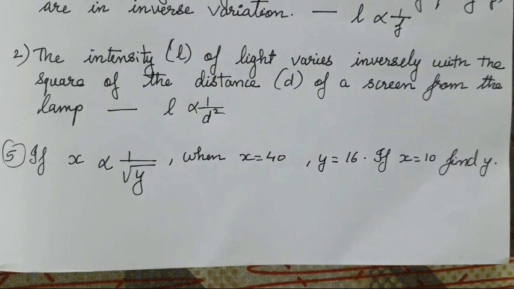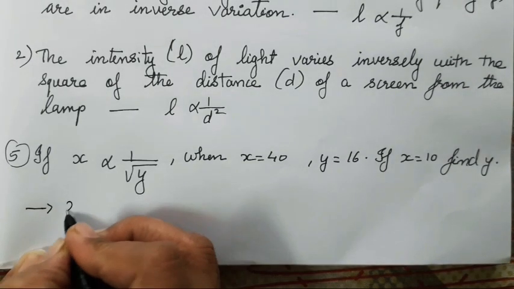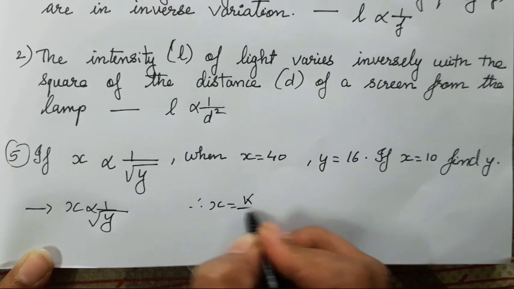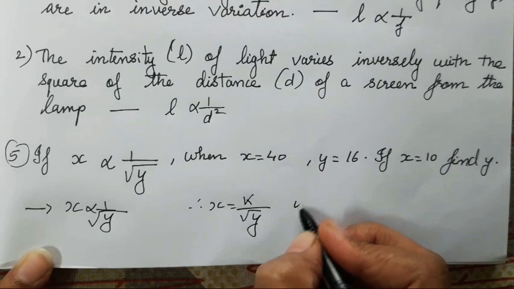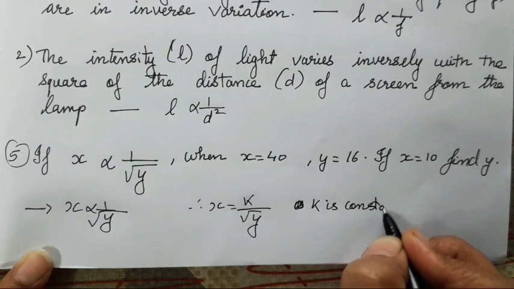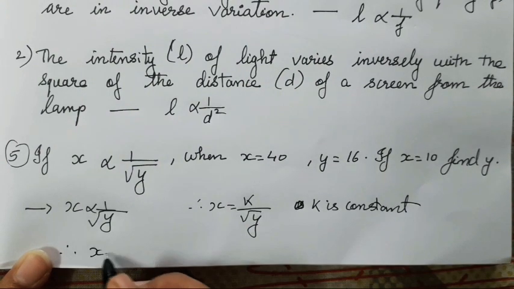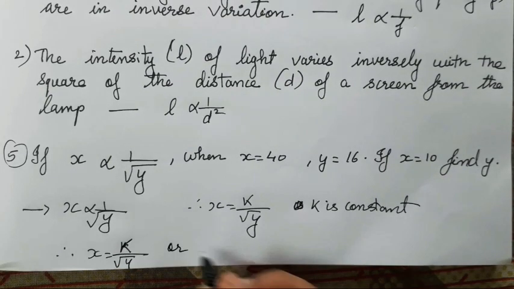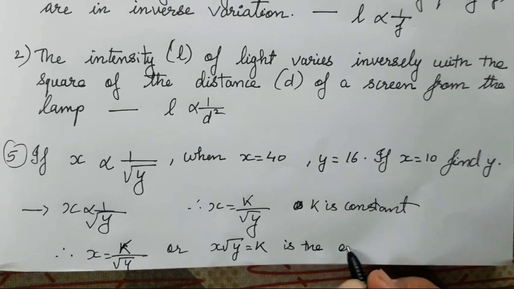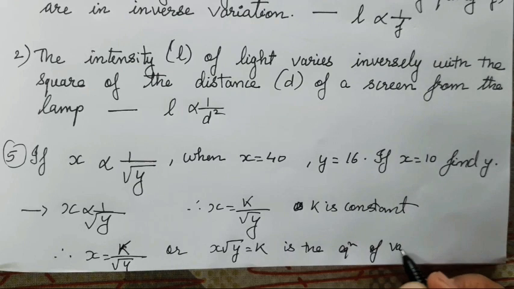Okay, so first of all we have to find the constant k. Then from that we are going to get the equation of variation. Then we will substitute it. Okay, so this is inversely proportional, which has been already given. Therefore x is equal to k upon root y, where k is constant. Therefore x is equal to k upon root y, or x root y is equal to k is the equation of variation.